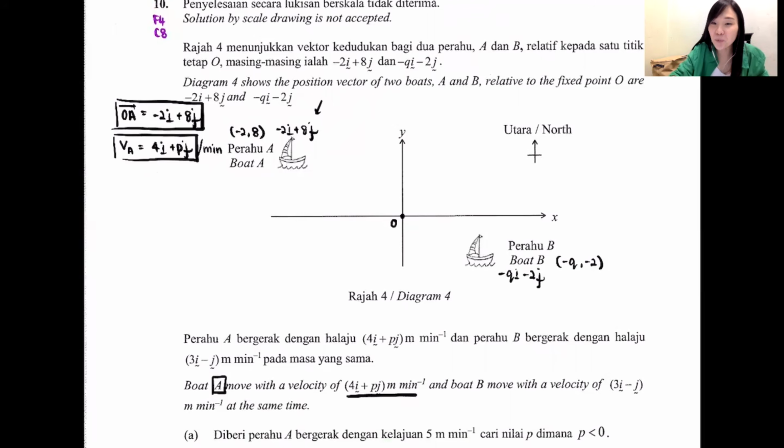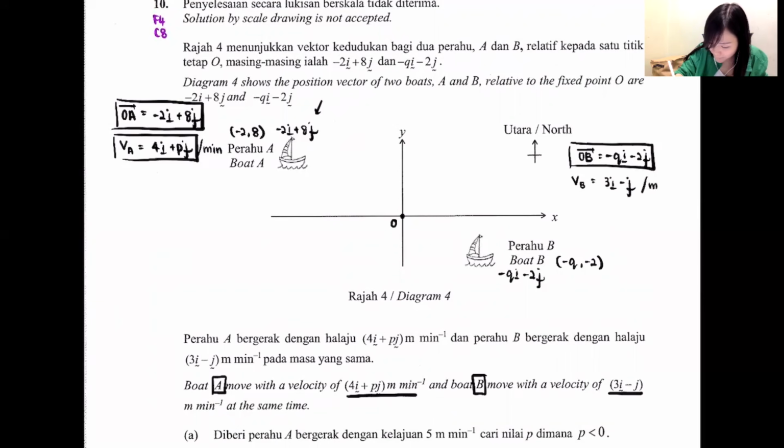Okay, next one, boat B. So for boat B, my dear, I write all the information for you. For boat B, we already know the OB vector is negative 2i minus 2j. Correct? At the same time, they tell me this boat B moves with a velocity. Okay, velocity again, so I write VB. The velocity for boat B is 3i minus 1j per minute. Look carefully, it's per minute.